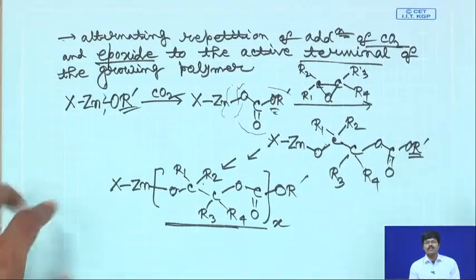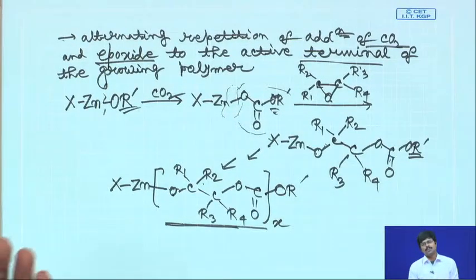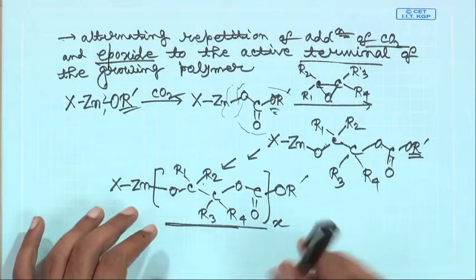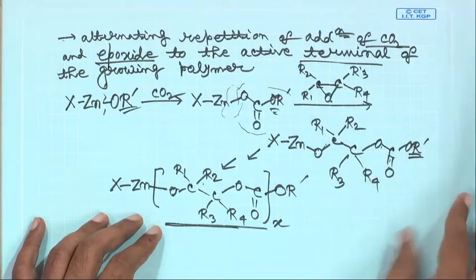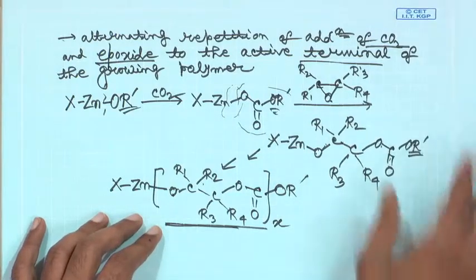So, this completes more or less our discussion of the synthesis of bisphenol A polycarbonate. We have talked about 4 different routes to polycarbonates, and we have also said the last route, the epoxide route, has certain advantages over the other routes.